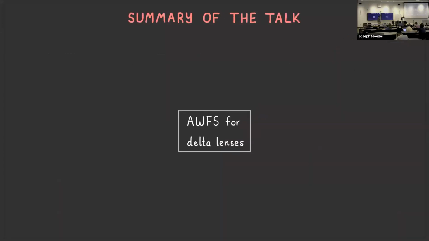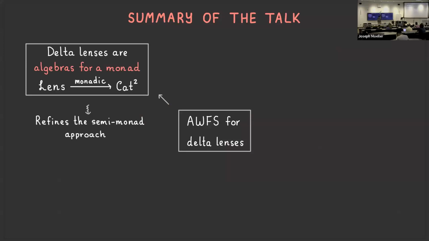Okay, so let's sum up. The goal of this talk was to tell you about this algebraic weak factorisation system for delta lenses. We saw how it solved problems or questions that one might have had about lenses that at least were unresolved. The first one is that now we don't have delta lenses as just algebras for a semi-monad, we actually have them as algebras for a monad. And so this really refines this previous semi-monad approach in the literature.